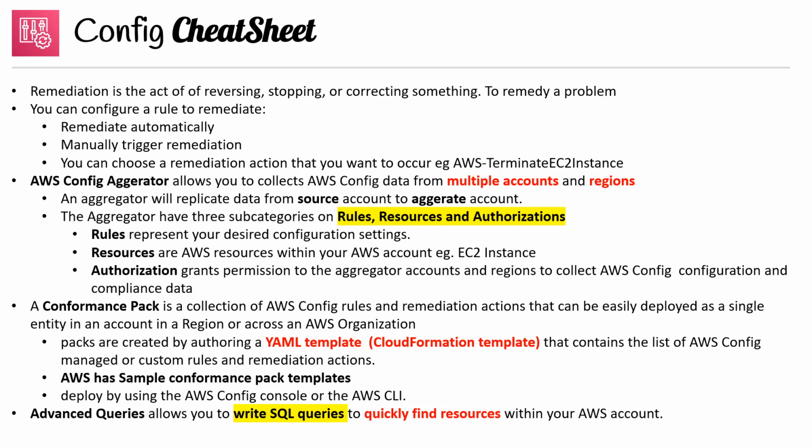And the last thing here is advanced queries. This allows you to write SQL queries to quickly find resources within your AWS account. It can query for resources cross-region and cross-account. That's working with the resource inventory. And there you go.